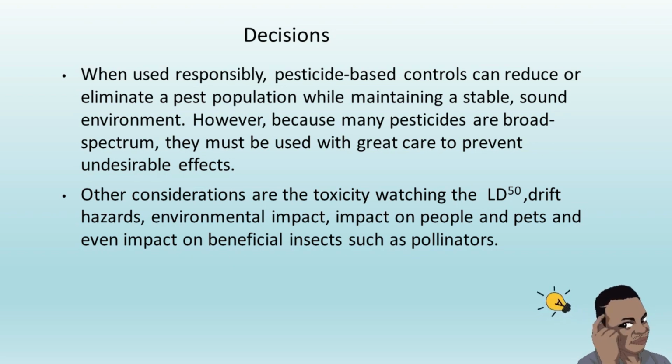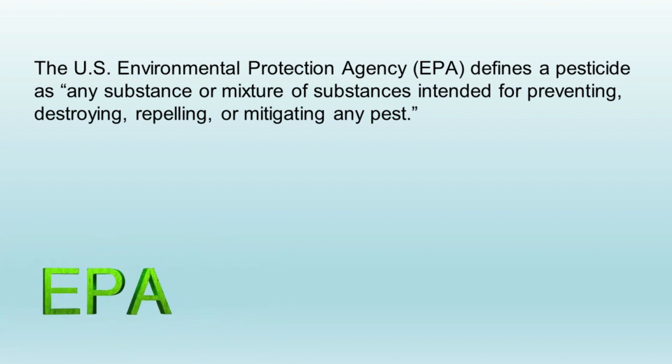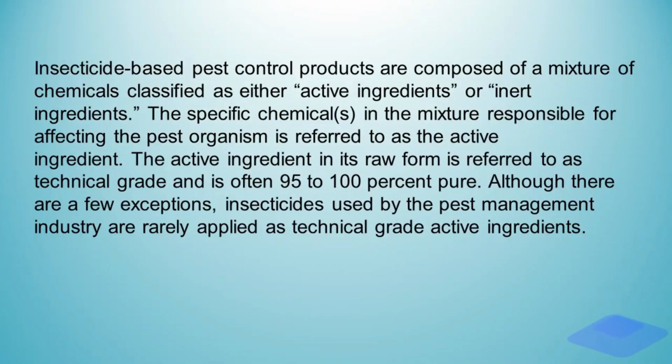When used responsibly, pesticide-based controls can reduce or eliminate a pest problem while maintaining a stable, sound environment. However, because many pesticides are broad-spectrum, they must be used with great care to prevent undesirable effects. Other considerations are the toxicity, watching the LD50, drift hazards, environmental impact, impact on people and pets, and even impact on beneficial insects such as pollinators. The U.S. Environmental Protection Agency, EPA, defines a pesticide as any substance or mixture of substances intended for preventing, destroying, repelling, or mitigating any pest.